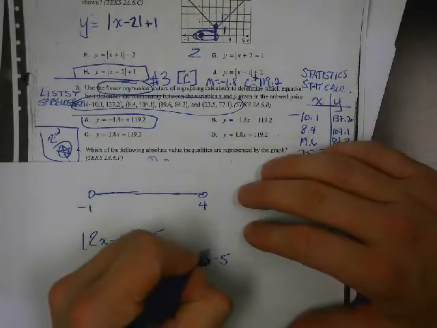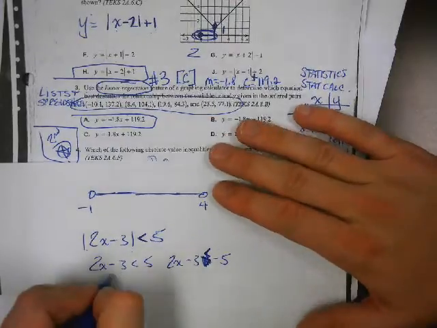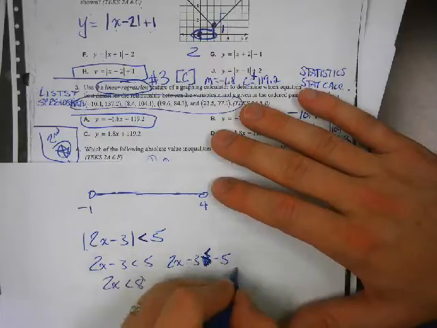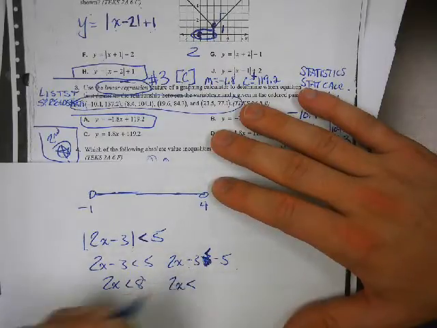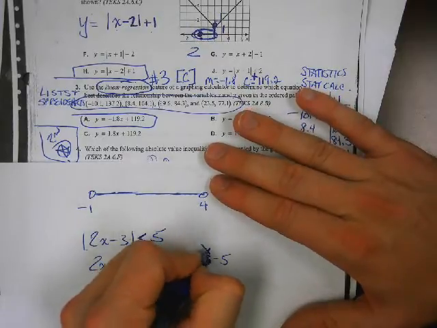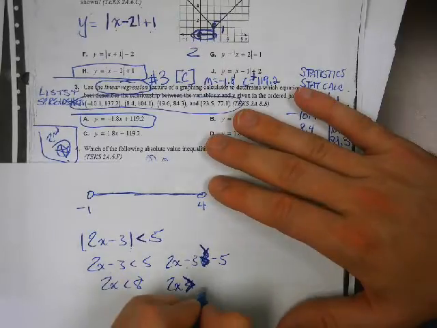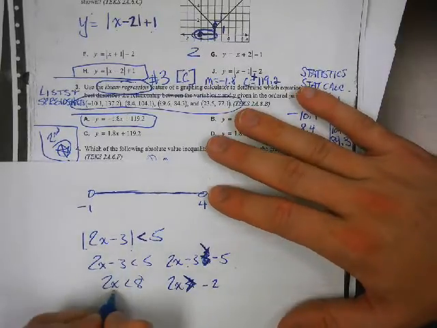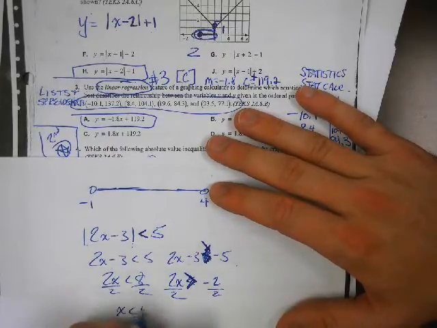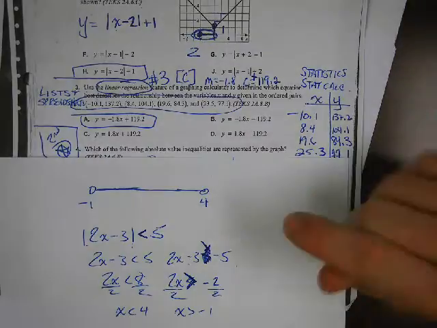Okay, so we're going to add 3 to both sides, so 2x is less than 8, and 2x is greater than negative 2. We're going to divide by 2, and you get x is less than 4, and x is greater than negative 1. This is exactly what we see up here.